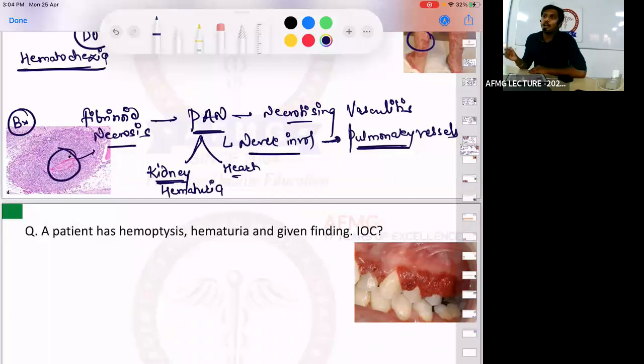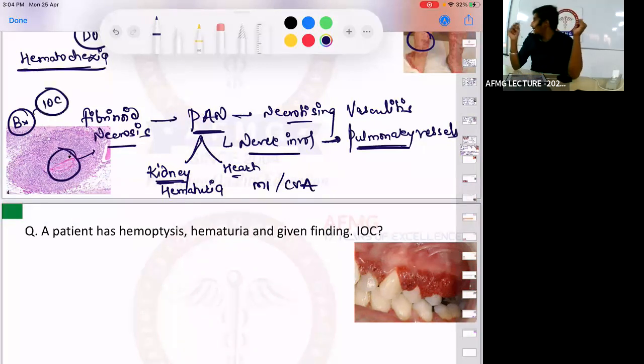Okay, no issues with this. The coronary vessels can be involved, and therefore the patient is at a higher risk of developing either myocardial infarction, and if the brain vessels are involved, then stroke in the patient. Okay, no issues with this. So please remember, PAN, as it is a multi-system disease, has a bad prognosis as compared to the others. Okay? Biopsy is the investigation of choice.